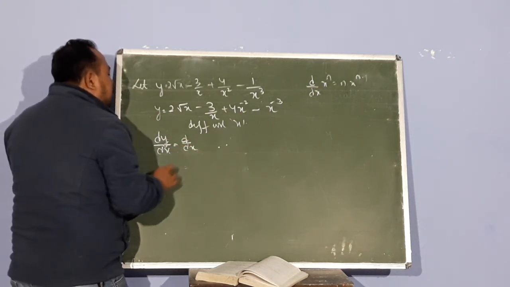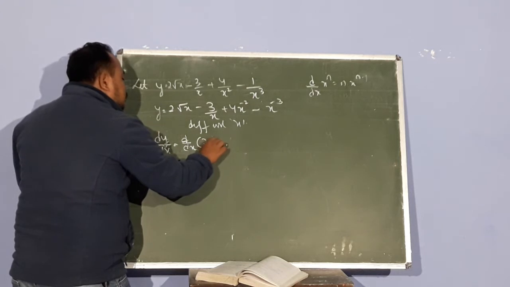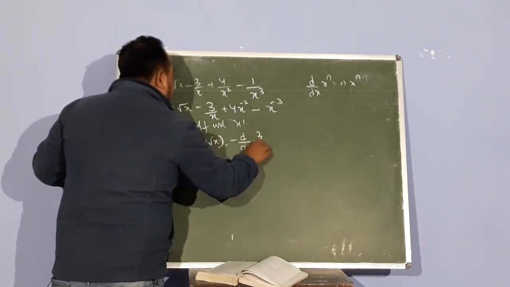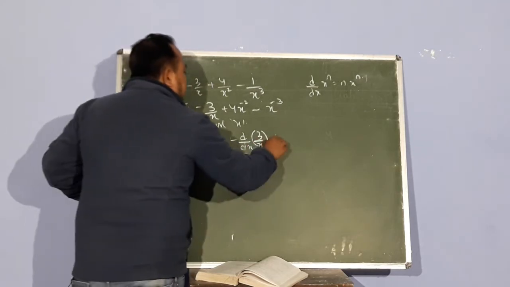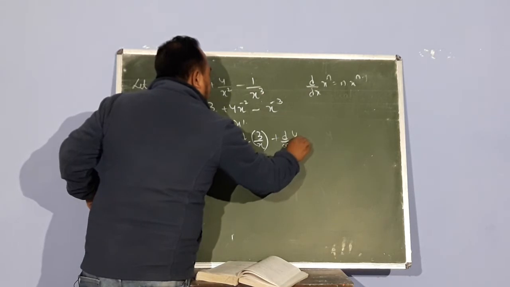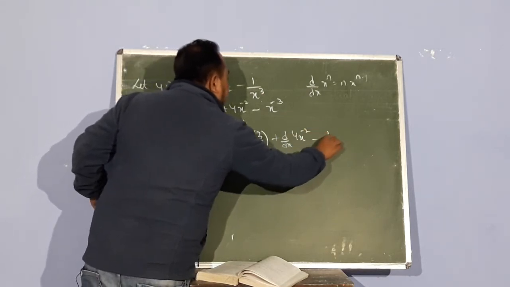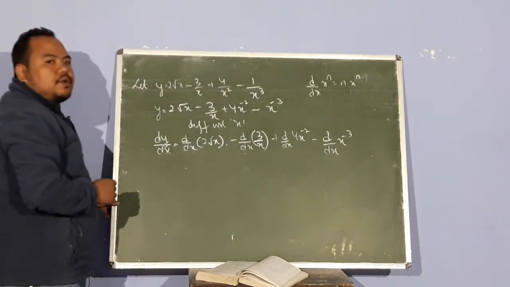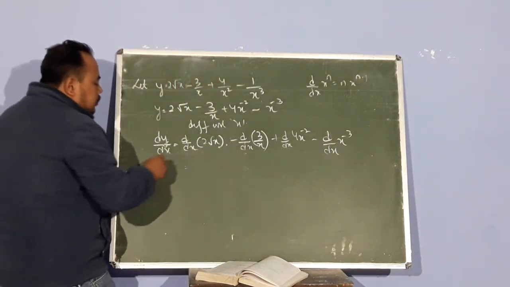From the third problem, I am not going to write. So d by dx of 2 root x minus d by dx of 3 by x plus d by dx of 4x to the power minus 2 minus d by dx of x to the power minus 3. Now the property says before you apply the formula, the constant comes out.